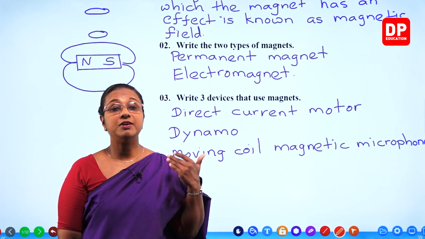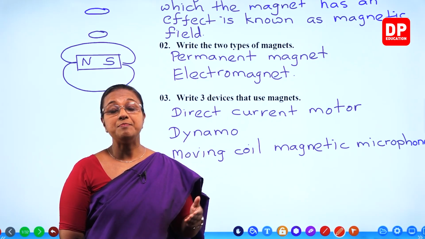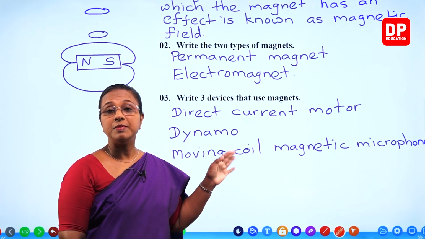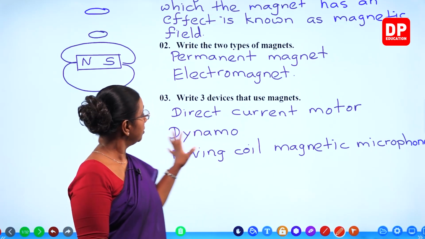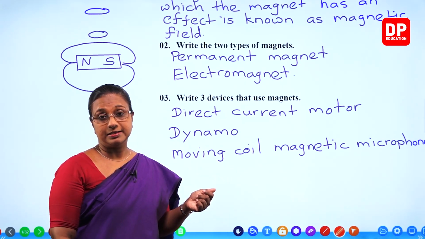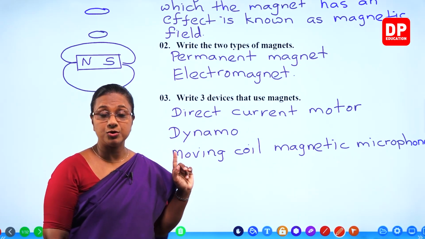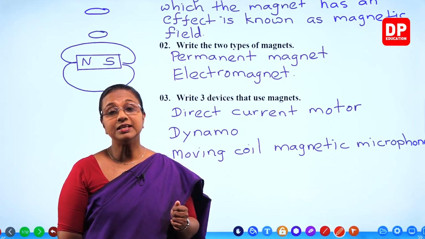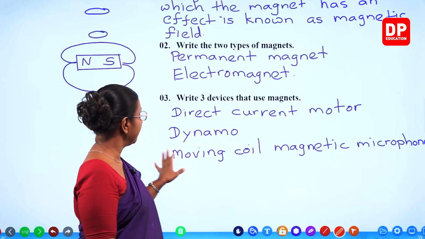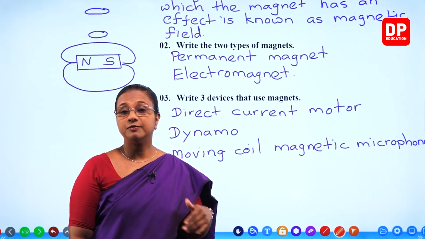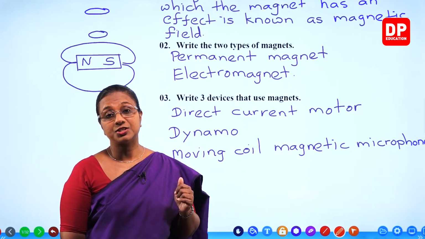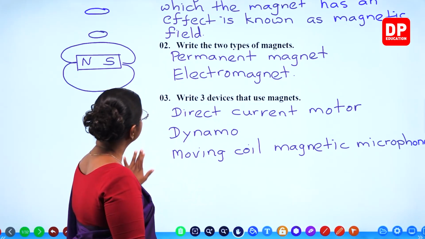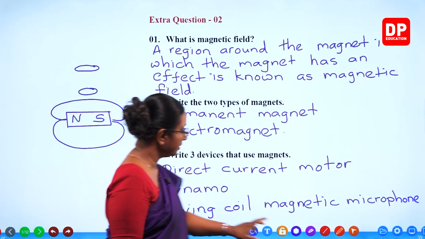In addition to that, we have even discussed that the voltmeter and ammeter, which are analog voltmeter and ammeter, and even the galvanometer, they all function based on the same principle. So there is a magnet. Similar to direct current motor and loudspeakers, we have the analog voltmeters, ammeters, as well as the galvanometers. They all use the same principle, whereas dynamo and moving coil magnetic microphone use electromagnetic induction. So all of them use magnets. You can write any three devices. So these are the first three parts of the second question.